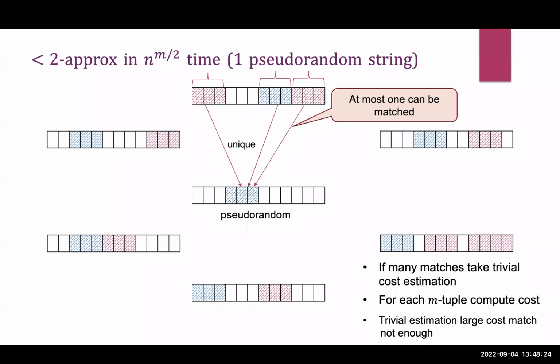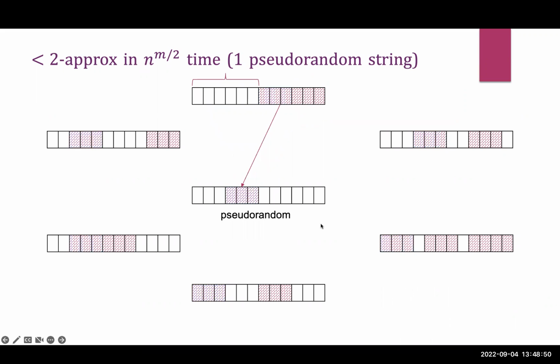For the large cost match substrings, if we just take a trivial cost estimation, it gives us at most a constant approximation guarantee. But if we want to make sure that our approximation guarantee is strictly below 2, even for these large cost match substrings, we need to provide better than 2 approximation. Other than this, there is another challenge. A priori, we do not have any information about the optimal alignment. We do not know the location of these unique matches, and that is why we also do not know the location and the length of this large cost match substring.